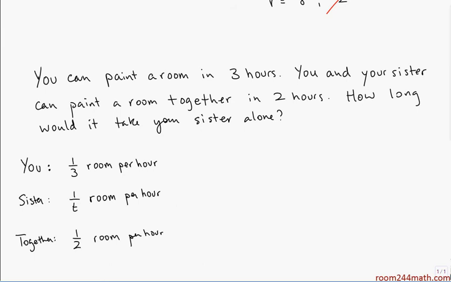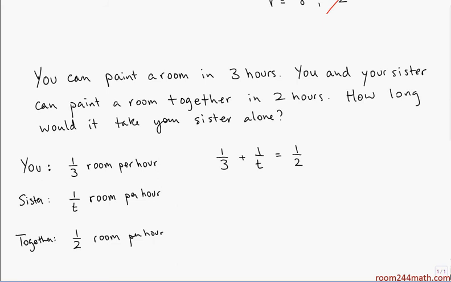So these rates essentially all have to add up. If you and your sister are working alone, we get this equation here. In 1 hour, you're finishing a third of a room. Your sister's finishing 1 over t of a room. And together you're completing 1 over 2, or half of a room. All right, so this is how much work you're doing in a single hour.